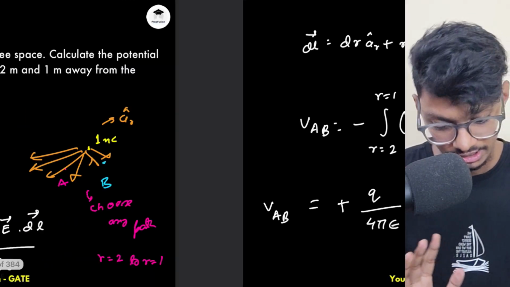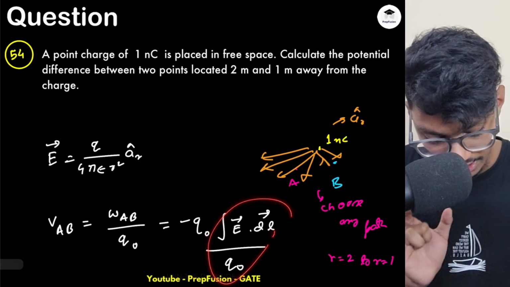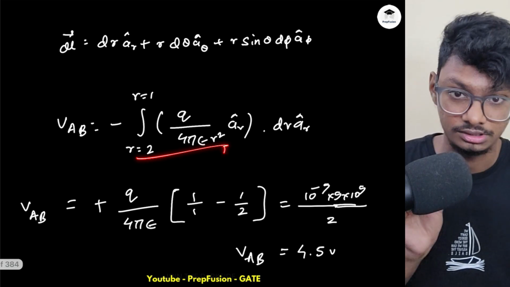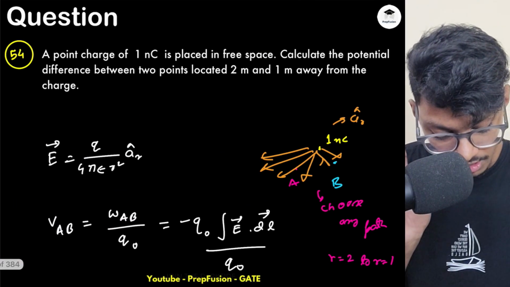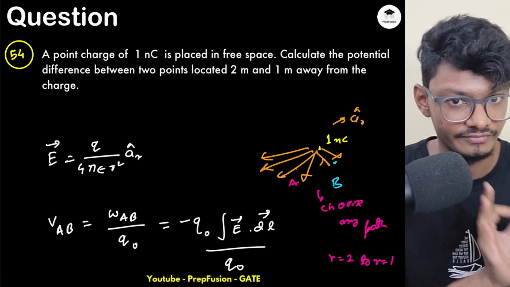This is a pretty simple question, and the most important point is understanding what my dl vector will be and how to integrate this. That's how we can easily solve this. Why? Because I know the electric field is conservative in nature.